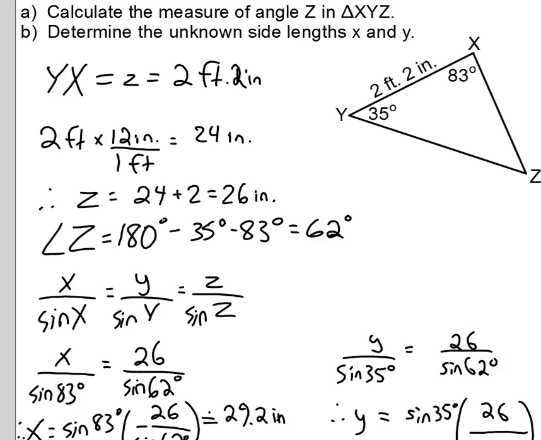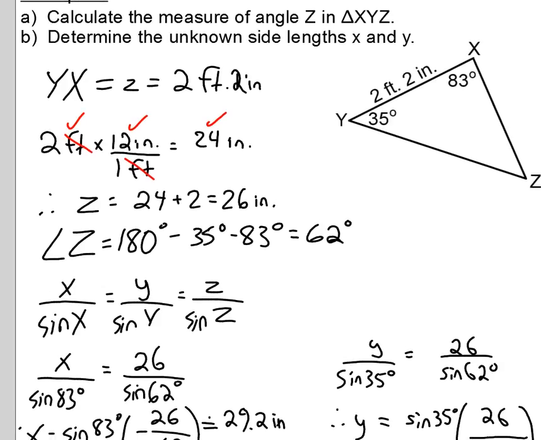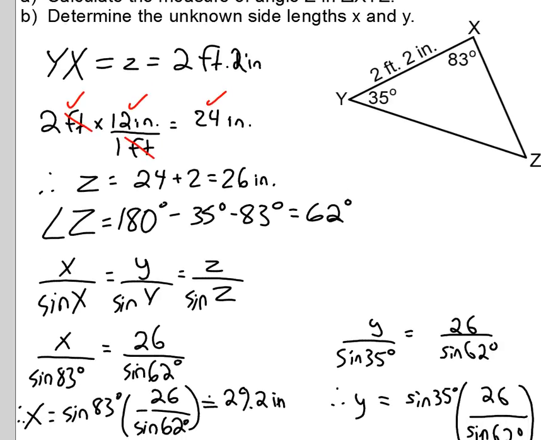In this case, I'm showing the conversion. 2 feet is 24 inches. Again, show your given quantity, multiply by the appropriate rate, convert into the desired quantity, feet cancels, and then of course simple matter of adding 24 and 2 to get a total inch length. Angle Z is simple. In the triangle there's one angle missing, so 62 degrees is that missing angle.